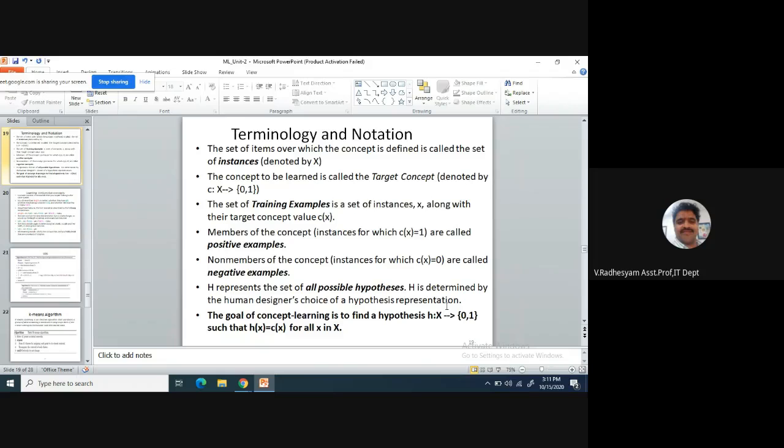There is terminology involved: how we use the positive examples, how we represent the negative examples, what is the hypothesis, what is the goal of concept learning, what is an instance, how we represent the instance, what are the training examples, what concept learning belongs to, whether the output is 0 or 1, that is yes or no. Likewise, you see all the terminology.